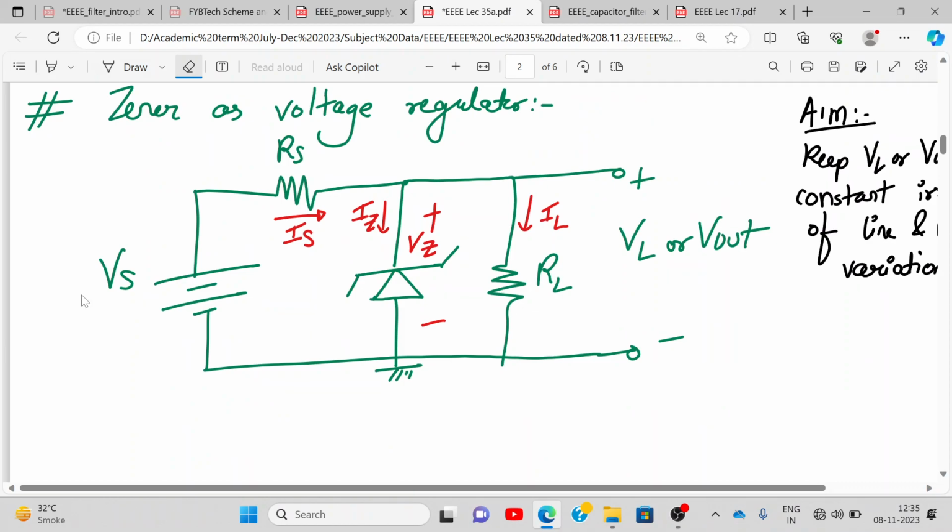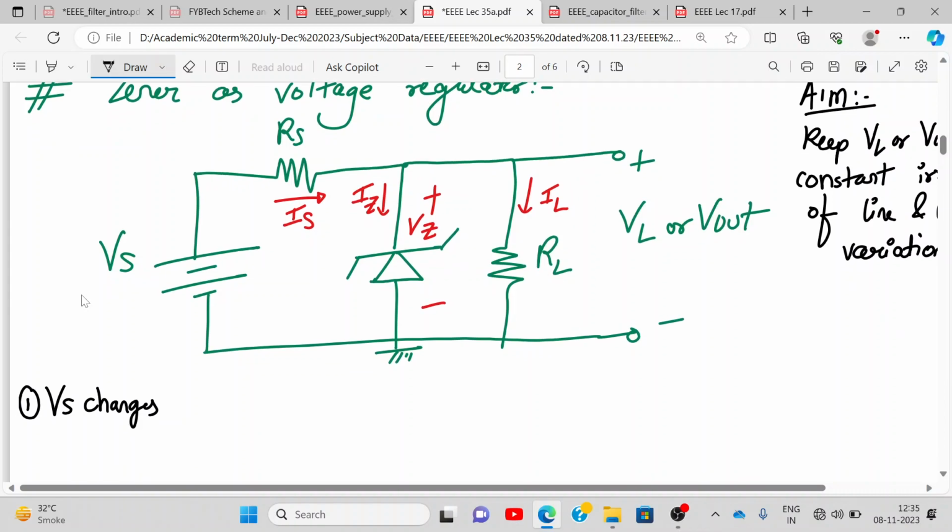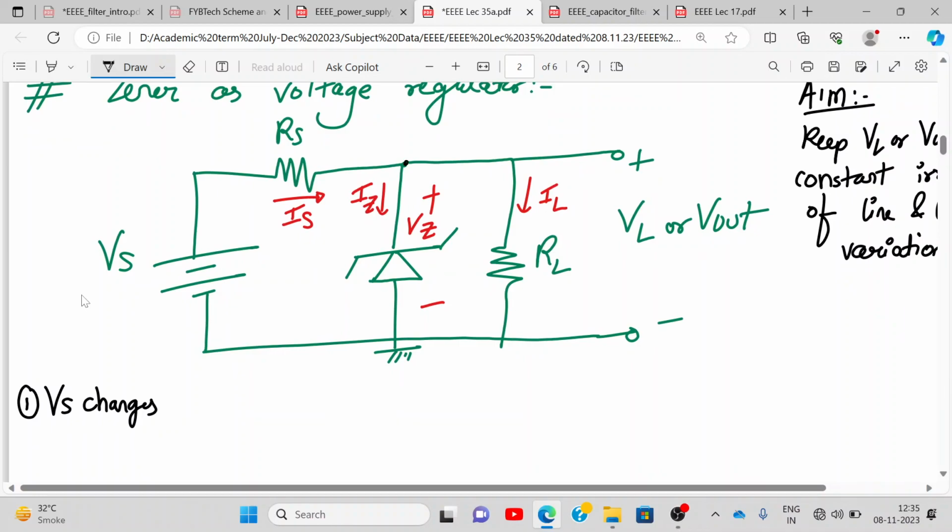So Vs can change due to change in line variation. So these are called line variations. Vs value can change due to line variation. Okay, so this is number one point: Vs changes due to line variations. Now tell me, do you know your KCL at this point? What is KCL at this point A? IS is the incoming current and IZ and IL are outgoing currents. Yes?